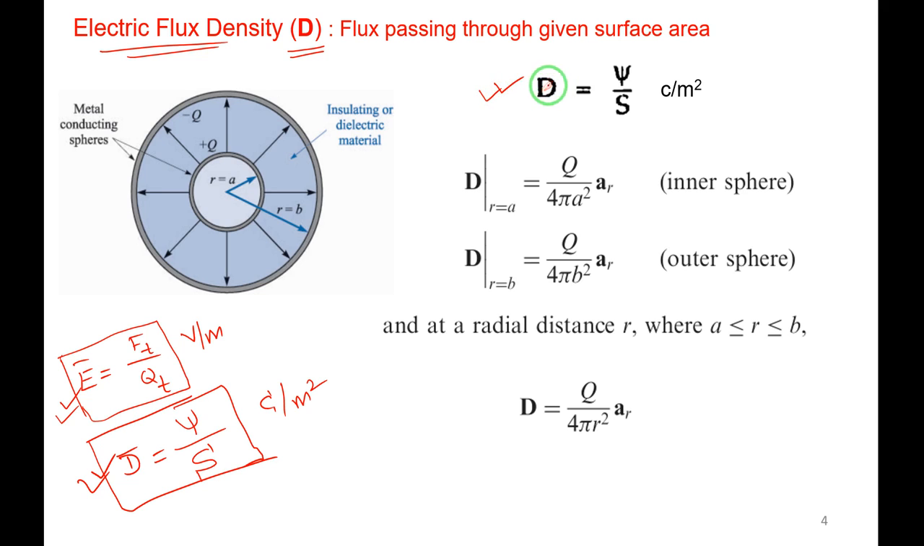This is written in bold letter, right? If we write it, we have to write it like this: D vector. Since it is bold, it is a vector. D vector is equal to flux passing through unit surface area, and the unit is coulomb per meter square.